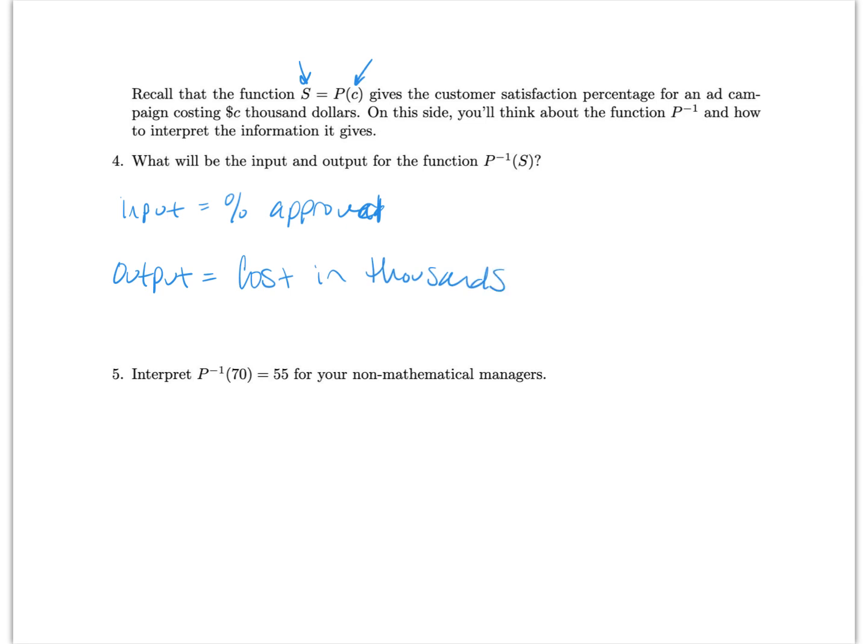Interpret P inverse of 70 is 55. So my input, again, this is approval percentage, and my output is the cost in dollars. So this says to get 70% approval, we spend $55,000.